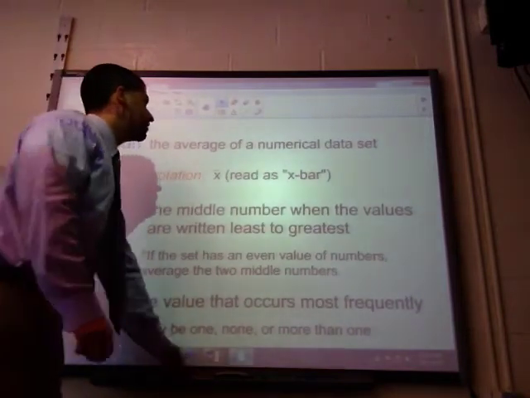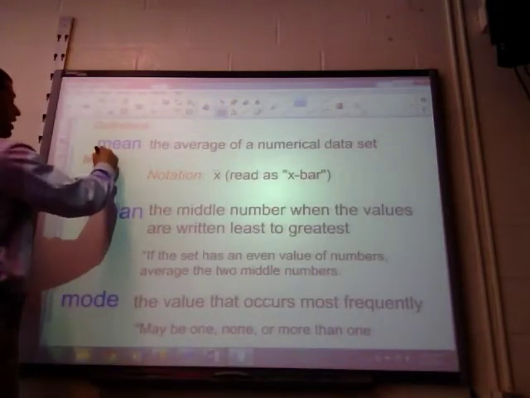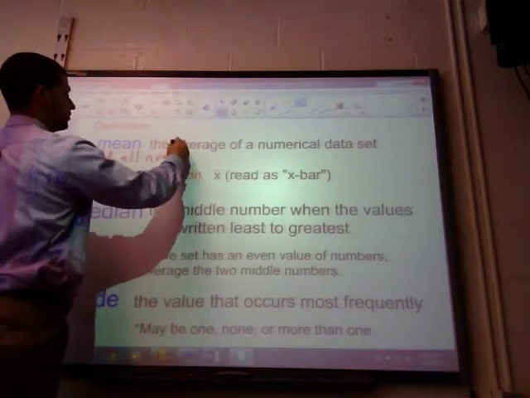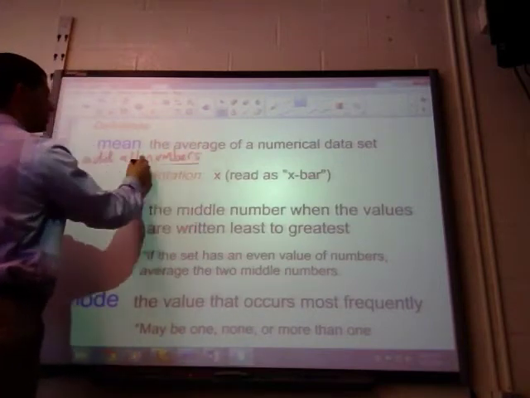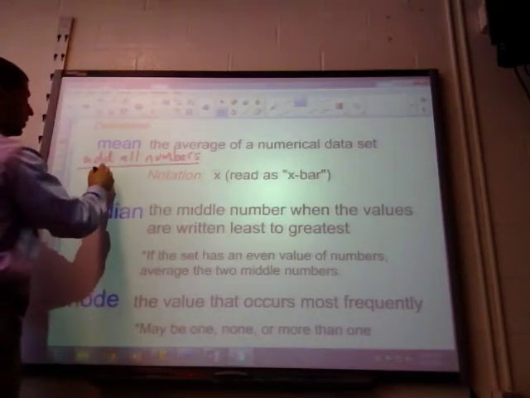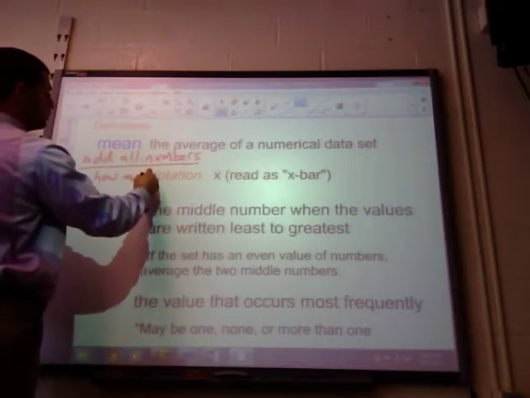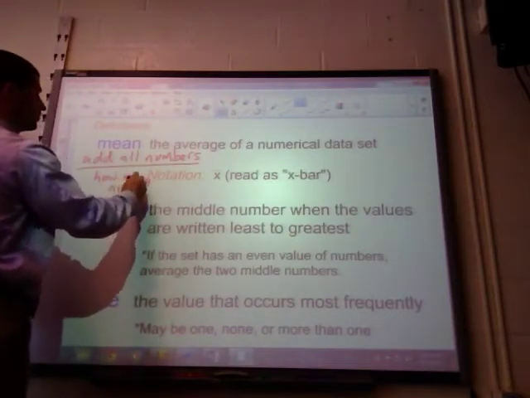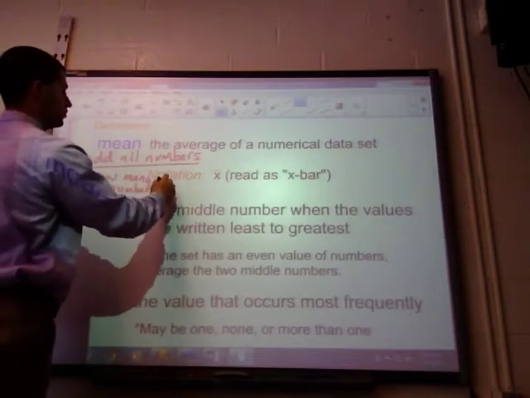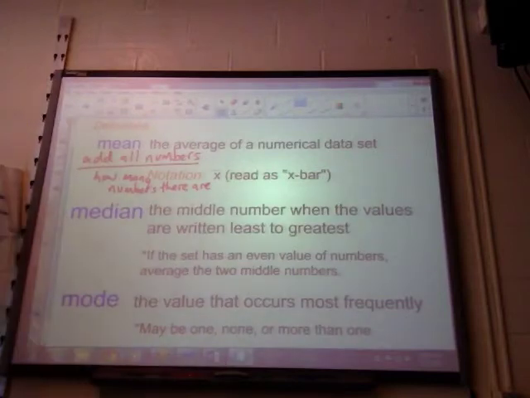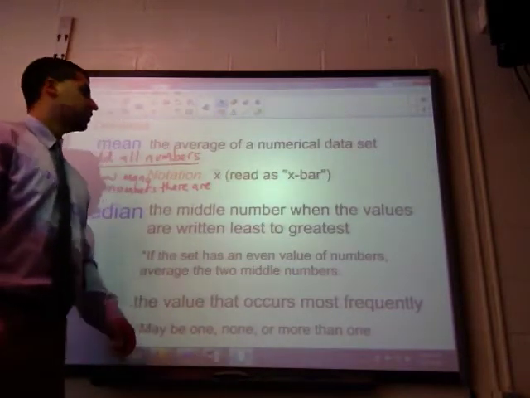So how you find that is you add all the numbers and divide it by the quantity of numbers, or how many numbers there are. And that'll get you your mean. So you add up every number, divide by how many numbers there are. And I'm sure you're familiar with that idea.